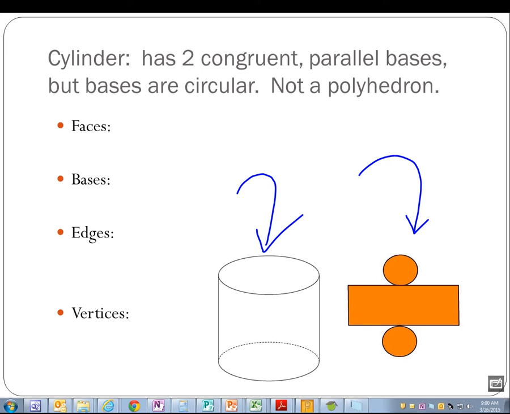However, when you lay it out, how many faces are there? So the net has 3, but the cylinder itself has 2. So since we're talking about a cylinder, there's only going to be 2 because it has to be flat. Then the bases, there's going to be 1 base, 2 edges, and 0 vertices. There's no point where edges meet. You can look over at Brooks to see what we had for the one before that.